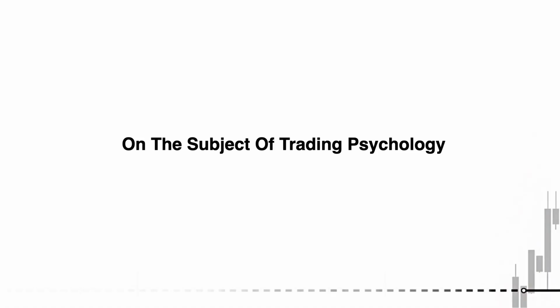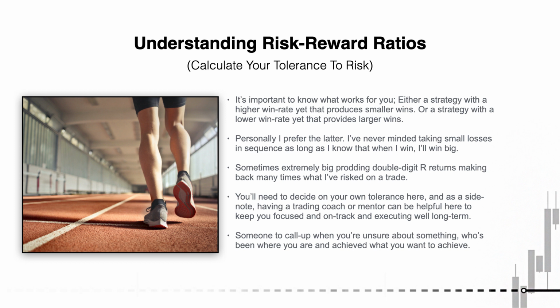On the subject of trading psychology, it's important to know what works for you, either a strategy with a higher win rate yet that produces smaller wins, or a strategy with a lower win rate that produces larger wins. And as an example, personally, I prefer the latter. So I've never minded taking small losses in sequence, as long as I know that when I win, I will win big. Sometimes extremely big, producing double-digit R returns, making back many times what I've actually risked on that trade.